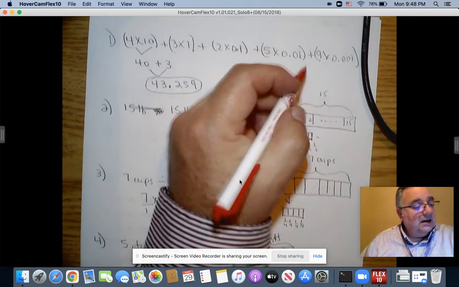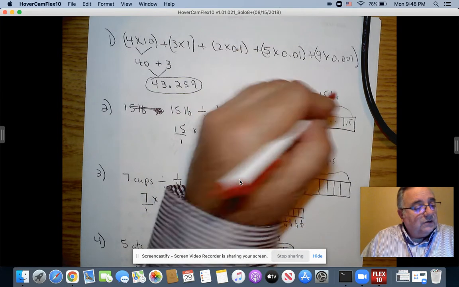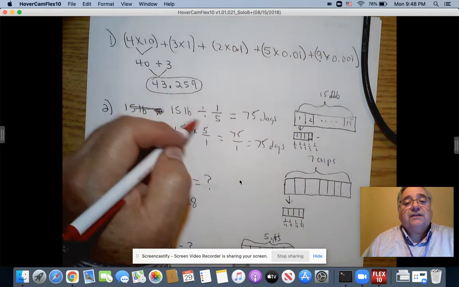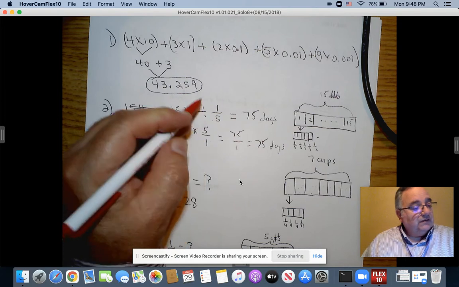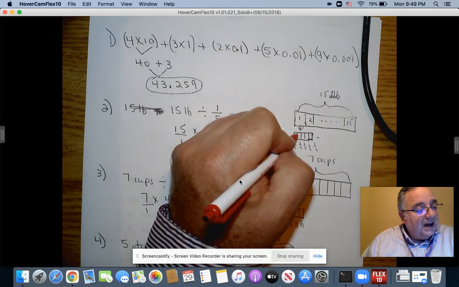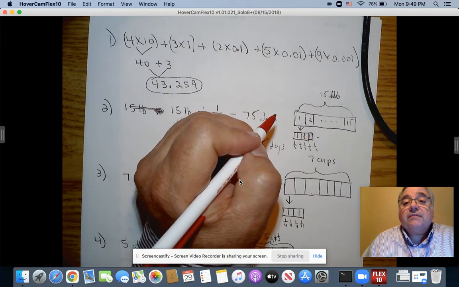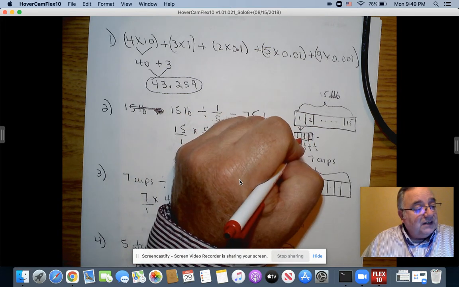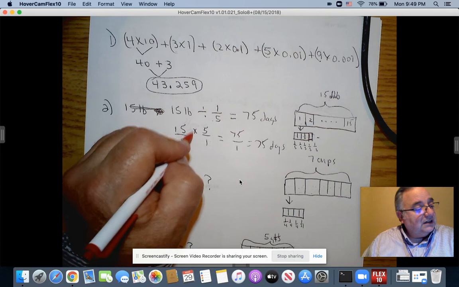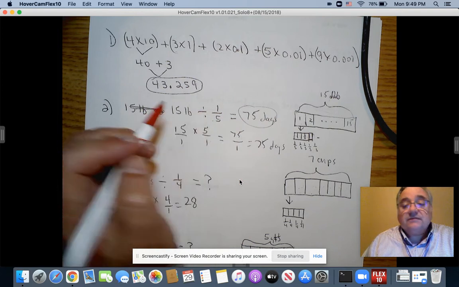You know me, I like to draw it out. So what I did is I said, okay, I have 15 pounds total, right? Now it's saying that she's feeding them 1/5. So then I said, okay, one of these is going to be divided by 5. 1/5, 1/5, 1/5, 1/5, and 1/5, right? So if I have 15 of 1/5, I can go back over here and say I have 15 times 5, which gives me 75. I get 75 days.